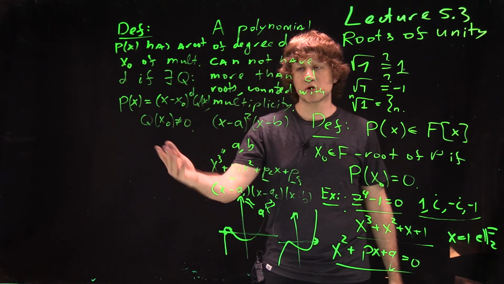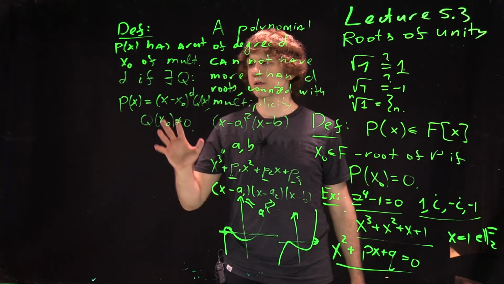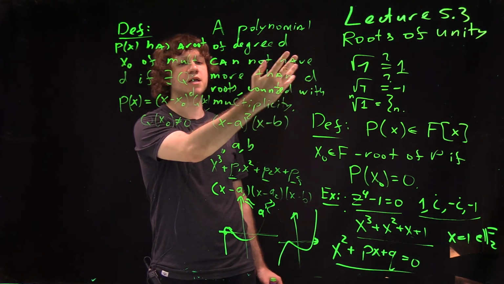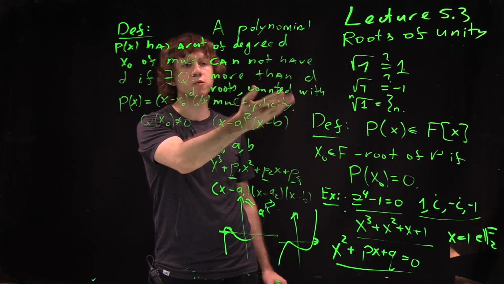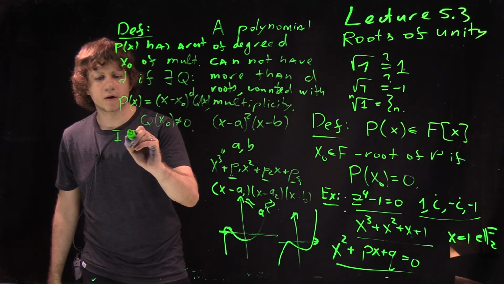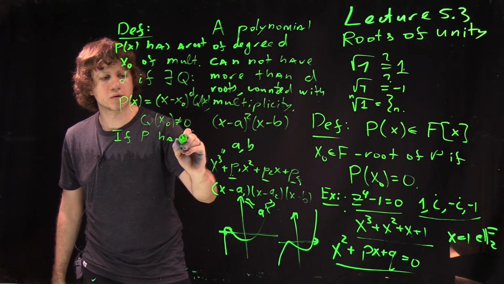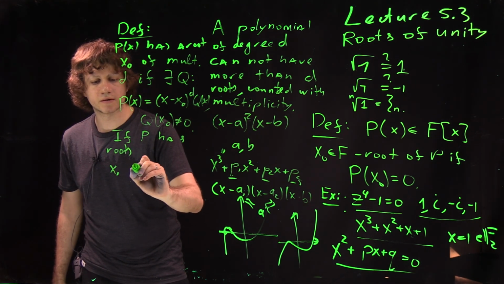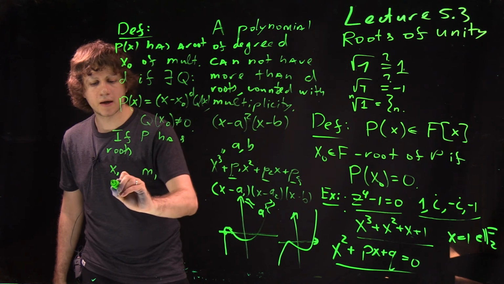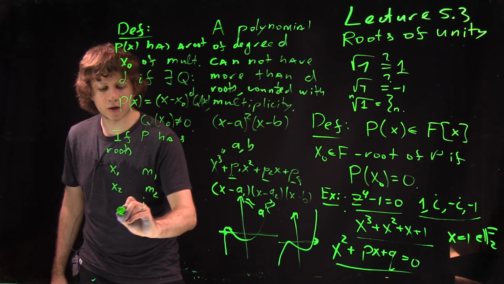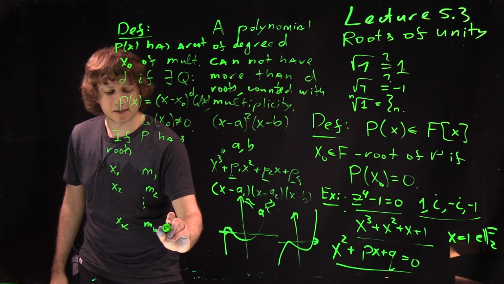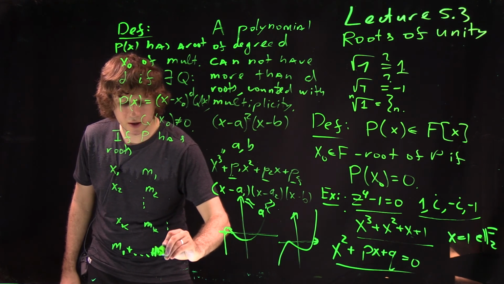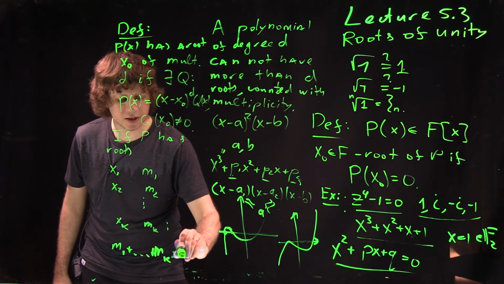And this is one of the possible definitions, and I will use this one mainly. So if your polynomial has the number of roots counted with multiplicity equal to the degree, so if p has roots, let's say x1 with multiplicity m1, x2 with multiplicity m2, and so on up to xk with multiplicity mk, such that the sum of multiplicities is the maximal possible, m1 plus and so on plus mk just equals n.